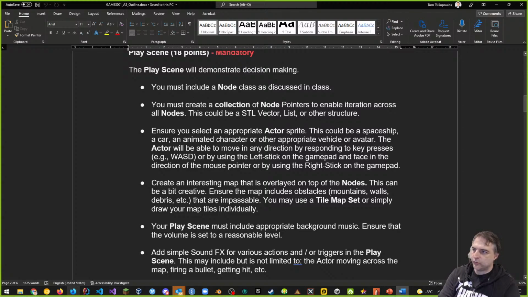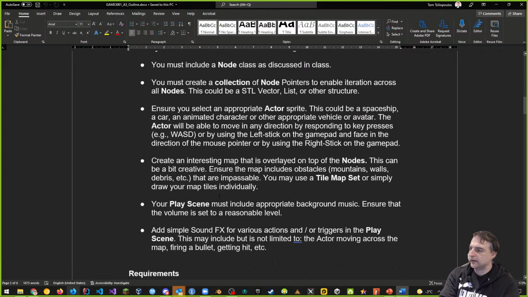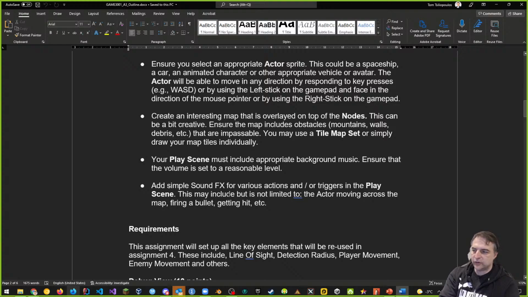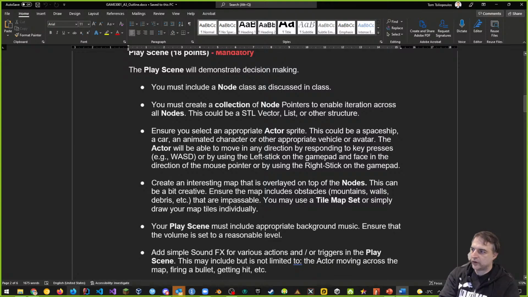You must create a collection of node pointers to enable iteration across all nodes. We kind of did that for you. Ensure you select an appropriate actor sprite. Now, this is on you, like we talked about, so that you're able to move around. Create an interesting map that is overlaid on top of the nodes. This can be a Brick Creative map. You should have that already in place, or some kind of image set, if you will. And your play scene must include appropriate background music and sound effects. Again, all of this is mandatory, and you could have been working on it this entire time. You didn't have to wait for us.